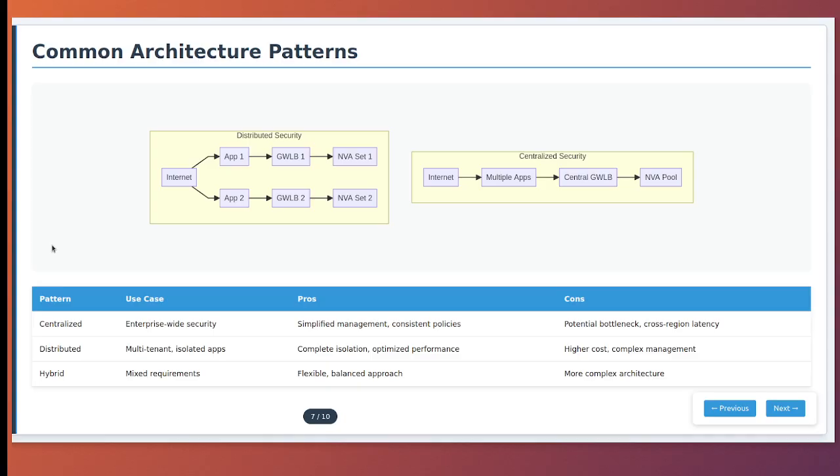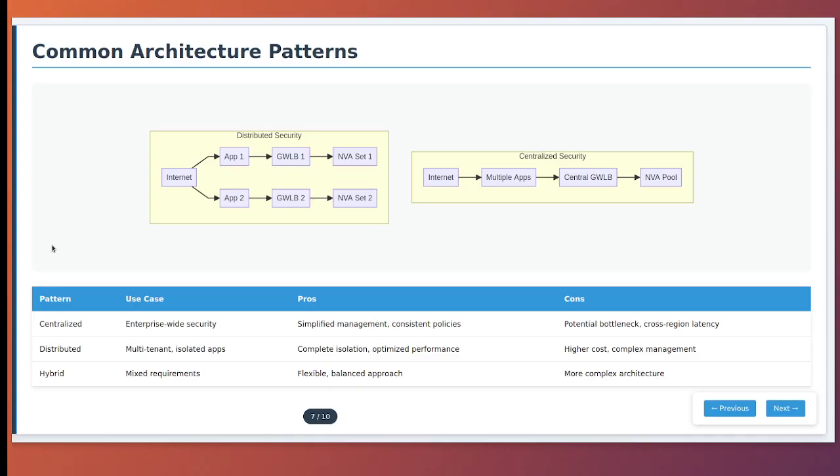You get consistent policy enforcement across all applications, and you can scale your security infrastructure independently of your applications. The potential drawback is that all traffic must traverse to the central location, which could add latency for geographically distributed applications.